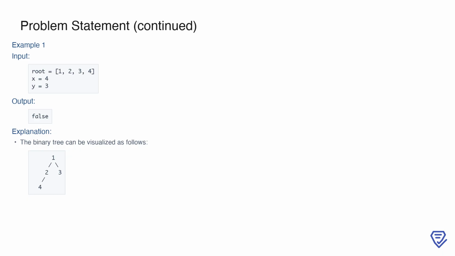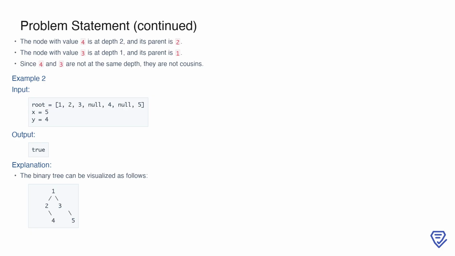This is because the nodes 4 and 3 do not meet the criteria for being cousins. Specifically, they are not at the same depth in the tree. Node 4 is located one level deeper than node 3, which immediately disqualifies them from being cousins. Breaking this example down further, node 4 is at depth 2 in the tree, and its parent is node 2. On the other hand, node 3 is at depth 1, with node 1 as its parent. Since these two nodes are not at the same depth, they fail the first condition required to be cousins.